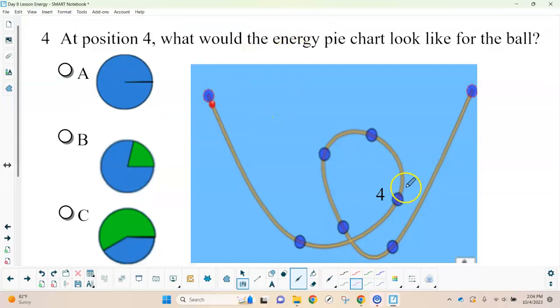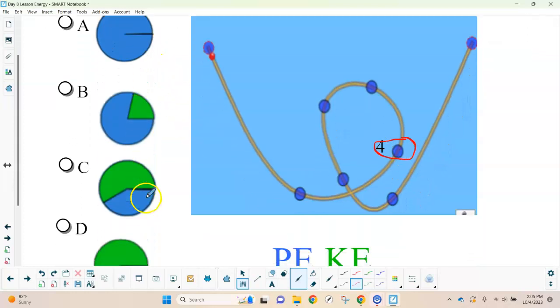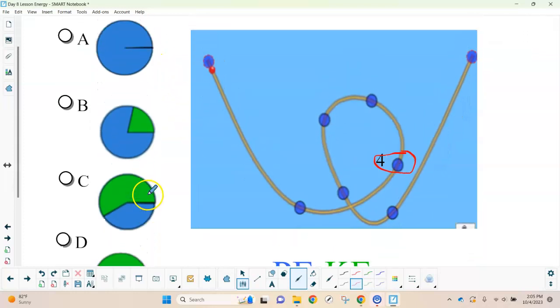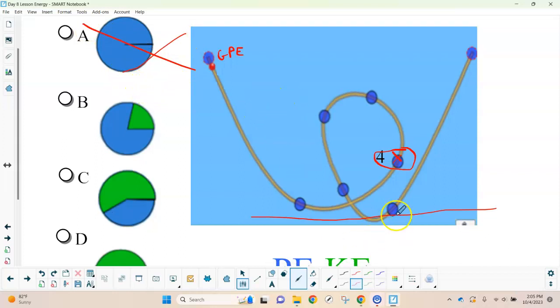What is the position of 4? So this is 4, and we want to know which of these pie charts makes the most sense. So again, if it's starting here and going through and it's at position 4, we've got to look at what's going on. At the top, it's going to be all gravitational potential energy. That would be the blue. So I don't think it's at that position. And then down here at the bottom where it's at the lowest point, that would be all kinetic. So it's not that position.